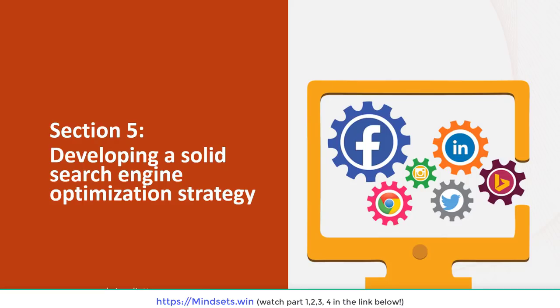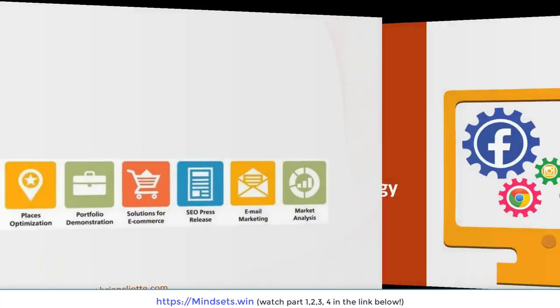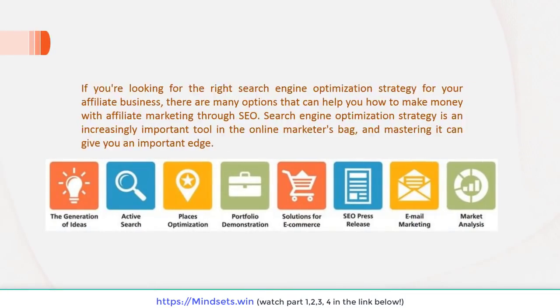So these strategies are SEO strategies. For those that don't know, SEO stands for search engine optimization. There are kind of two methodologies with search engine optimization. They're what we call on-page strategies as well as off-page strategies. So if you're looking for the right SEO strategy for your affiliate business, there are many options that can help you make money with affiliate marketing through SEO.